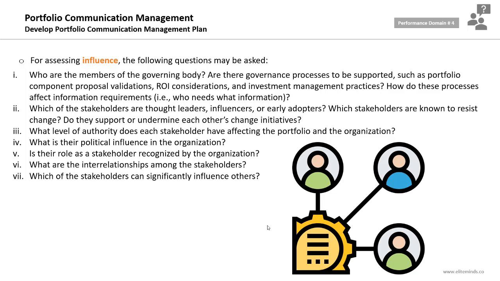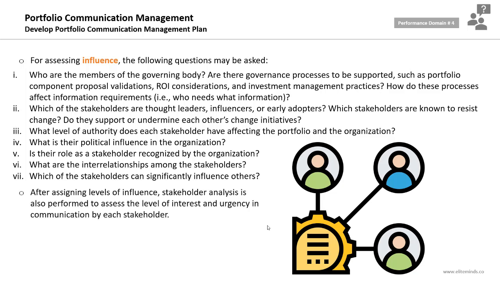And which of the stakeholders can significantly influence others? In order to assess the stakeholders based on their influence, you can use this list of questions. After assigning levels of influence, stakeholder analysis is also performed to assess the level of interest and urgency in communication by each stakeholder. So at the minimum, you need to assess the stakeholders based on their influence, their level of interest in the portfolio and its deliverables, and the urgency of communication.